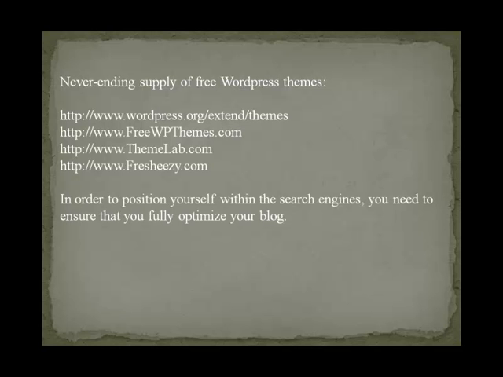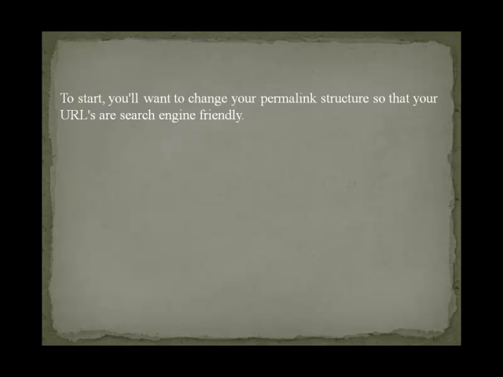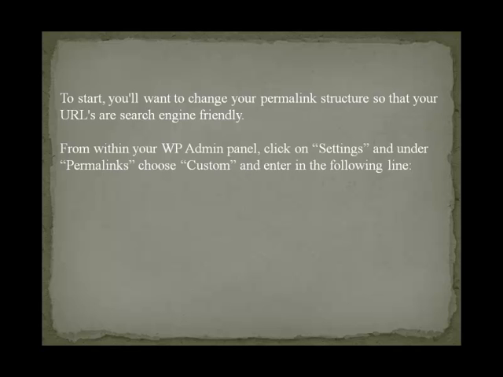In order to position yourself within the search engines, you need to ensure that you fully optimize your blog. Thankfully, with WordPress, this process is exceptionally easy. To start, you'll want to change your permalink structure so that your URLs are search engine friendly. Permalinks help your website rank better in the search engines because, when set up properly, they will include your individual post's title and keywords. From within your WP admin panel, click on Settings and under Permalinks choose Custom and enter the following line: /%category%/%postname%/.